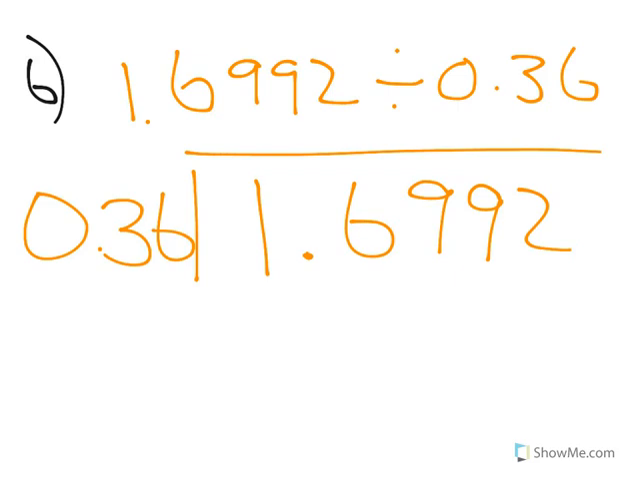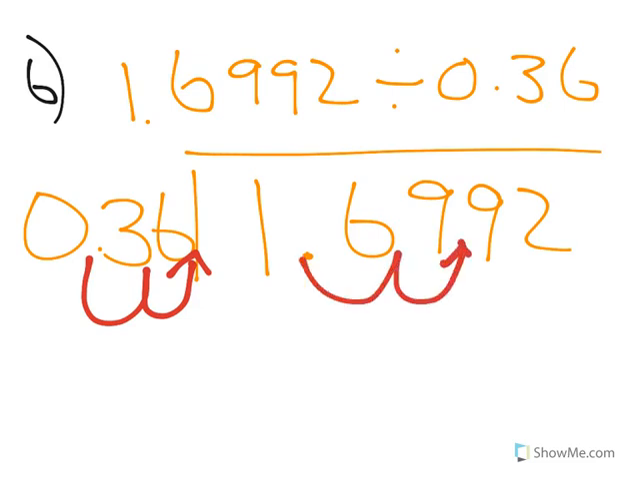Now, what you're going to notice is I have a decimal in the divisor. I need to move it 2 places to the right. If I move it 2 places to the right in my divisor, I move it 2 places to the right in my dividend. Remember the PowerPoint, monkey see, monkey do, and then you move it straight up to your quotient.